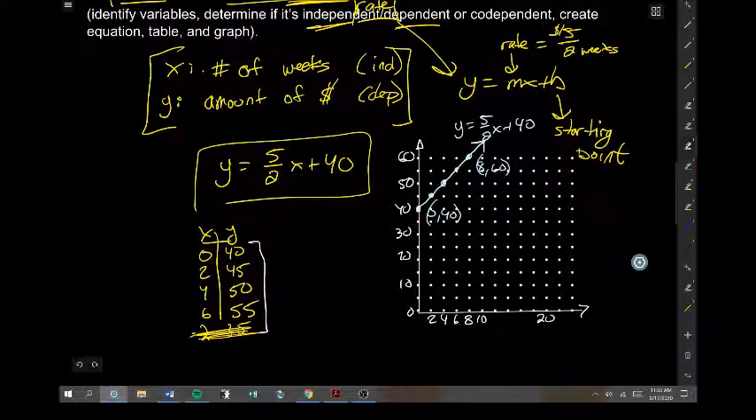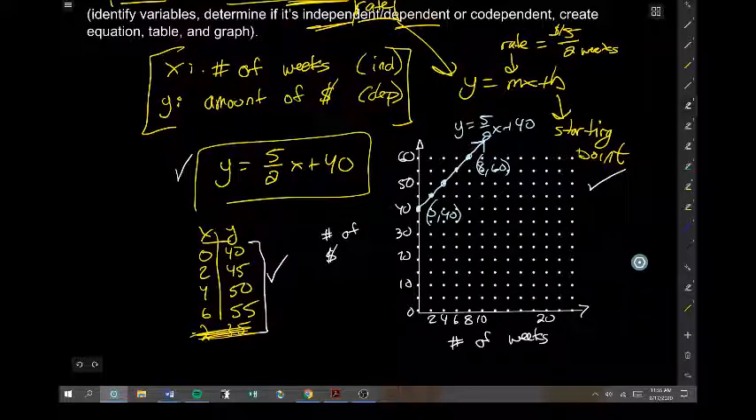I'm going to label that this x-axis stands for number of weeks, and this y-axis stands for number of dollars. I should just say amount of money, but I wrote number of dollars, so there you go. Equation, table, graph. It's beautiful. Now I can see how much money I have in any given week, or at least how the trends are changing. It's linear growth.